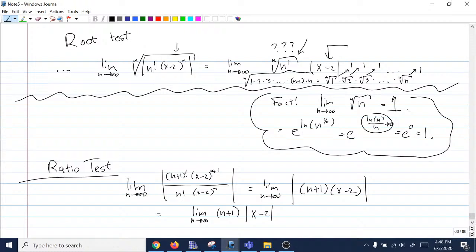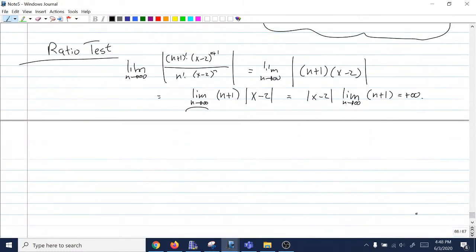What is this limit? You're going to be tempted to pull the absolute value of x minus 2 out. It's constant with respect to n, so I can pull it outside the limit and say the limit of n plus 1 is infinity. So the limit is infinity. No matter what x is, I can pull that thing out and get the limit of n plus 1 is infinity, and infinity times anything will always be infinity.